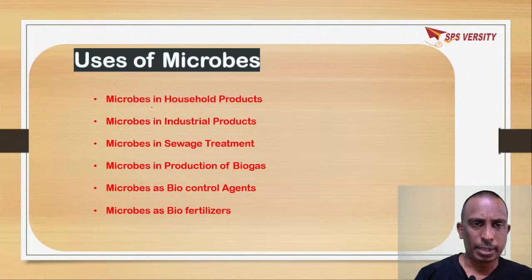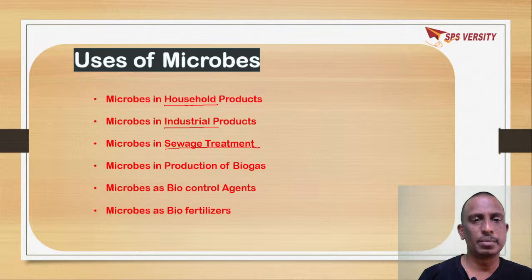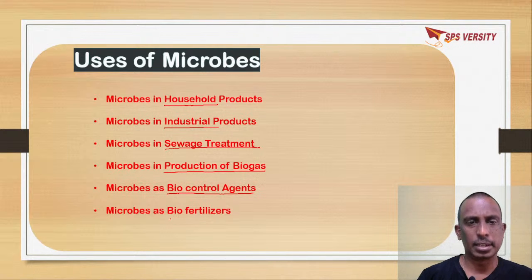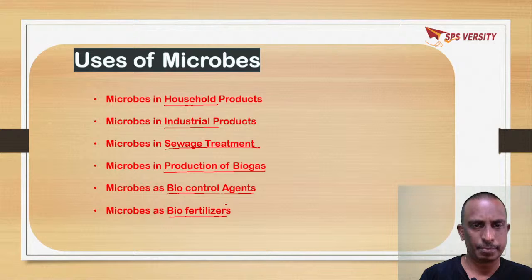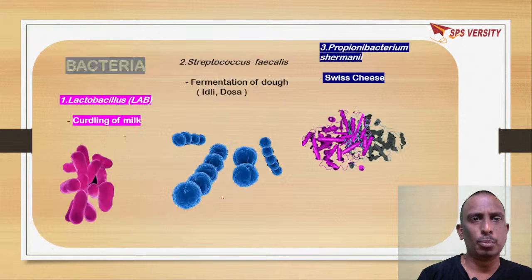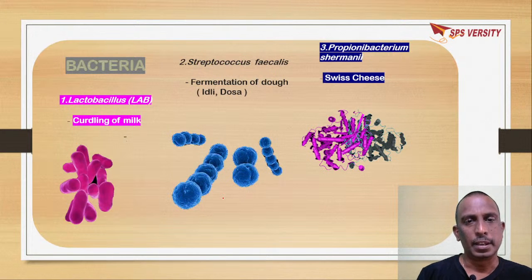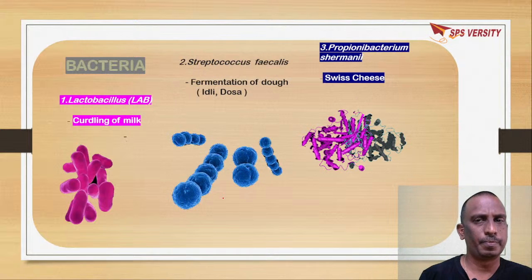Microbes play an important role in our household, in our daily life, industries, sewage treatment, in the production of biogas, and biocontrol agents like biopesticides, bioinsecticides, biofertilizers. So there is a use of microbes in our household, industry, sewage, as well as in agriculture. Now we will discuss the use of microorganisms in household.